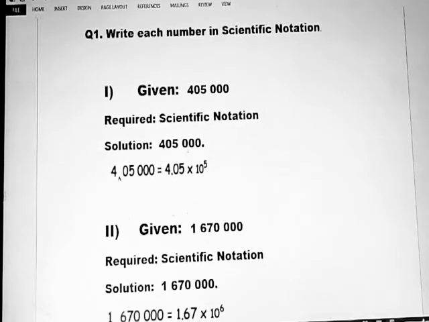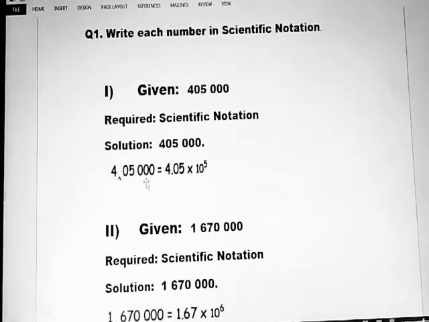Solution: we take the number, if there is no decimal point, then we put a decimal point at the last. First of all, what will be our reference position? Our reference position is between 4 and 0 because 4 is the first non-zero digit and its next on the left is 0. So that is our reference position, and that will be our new position of decimal point.